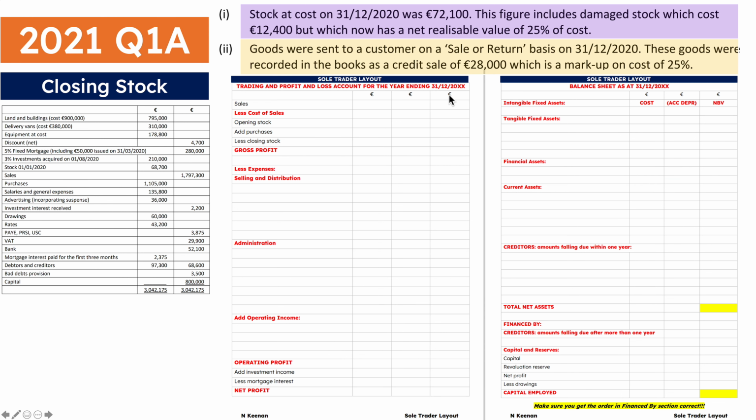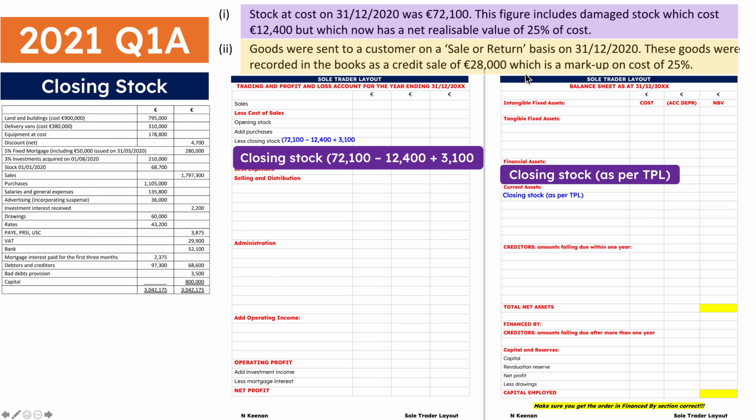And then number 2, goods were sent to a customer on a sale or return basis on the 31st of the 12th, 2020. These goods were recorded in the books as a credit sale of 28,000, which is a markup on cost of 25,000. So basically, the bookkeeper shouldn't have recorded this as a credit sale. So we have to rewind the credit sale.